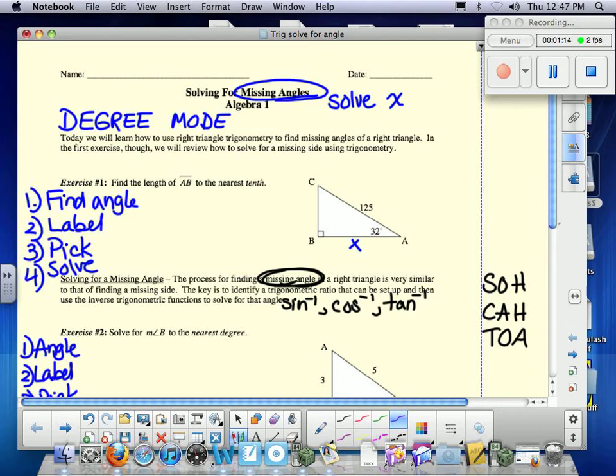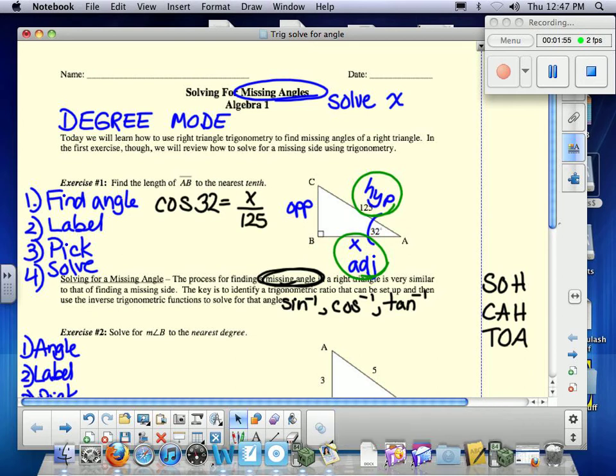First thing we do is find the angle we're going to use. Second thing we do is label our triangle based on that angle. And now we're going to pick. So the two sides we have information about are the adjacent and the hypotenuse. So this trig function we're going to use has to involve adjacent and hypotenuse. So it's the cosine, and our angle measure goes right next to it, x over 125.